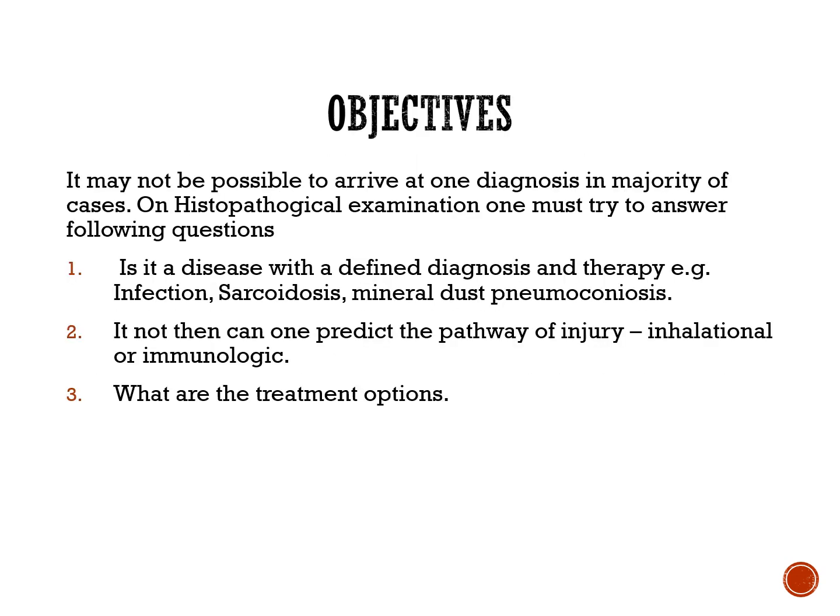Unlike tumor pathology, where one can arrive at a diagnosis either on histology alone or in conjunction with molecular studies, diagnosis of ILD is more challenging. The pathologist must try to answer the following questions. One, is it a disease with a defined diagnosis and therapy? For example, infection, sarcoidosis, mineral dust pneumoconiosis. If not, then can one predict the pathway of injury? That means either inhalational or immunologic. And thirdly, what are the treatment options?